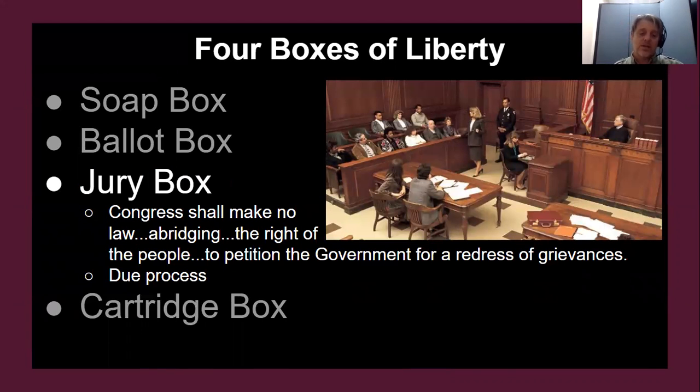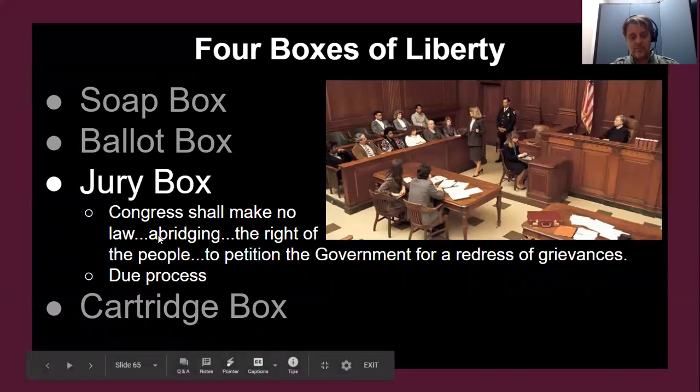Also through the jury box. We have the right to sue the government. Congress shall make no law abridging the right of the people to petition the government for a redress of grievances. Petition in this sense means sue. If the government has wronged you, you can sue the government to get that fixed. You can take them to court. You can use the legal system. You can use the government's legal system against the government. And this is First Amendment.